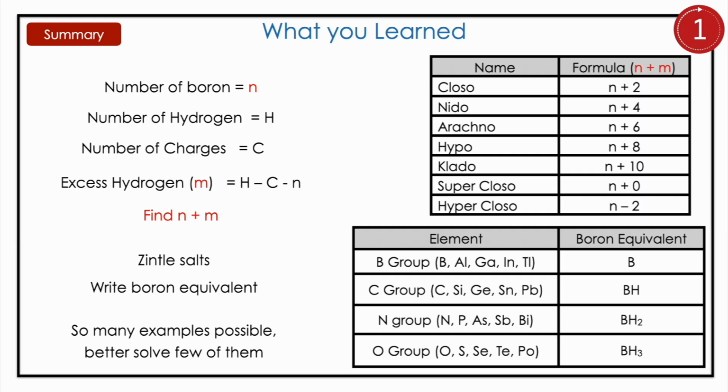In Zintl salts, for Wade's rule, you should know the boron equivalent. Boron group equivalent will be B. Carbon group equivalent will be BH. Nitrogen group equivalent will be BH2. Oxygen group equivalent will be BH3. You substitute the values, then you can apply the normal Wade's rule. There are so many examples possible. Better solve by yourself. Understand the concept better.